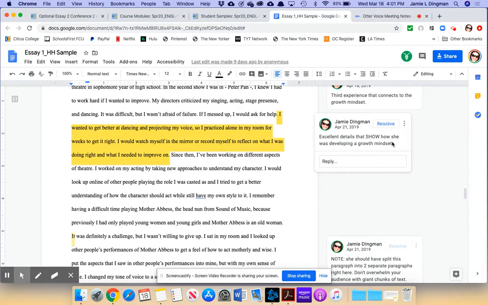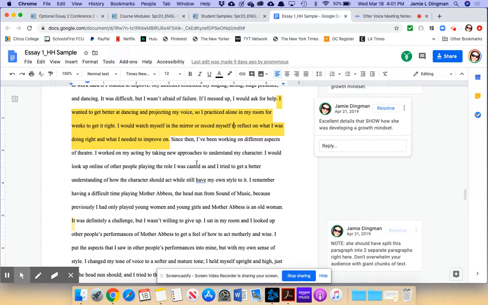Okay, so right away you'll see my little comment here says excellent details that SHOW, all in caps, how she was developing a growth mindset. And that's what she's doing. She's not just telling me she had a growth mindset, she's painting that picture, right? And it helps me imagine that. I can picture her alone in her room, practicing dancing in a mirror. That's what I'm looking for, that level of detail, the showing and not the telling. Okay, so let's move on.